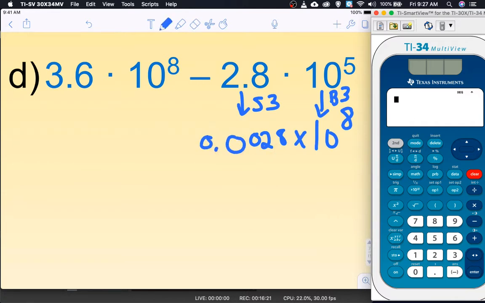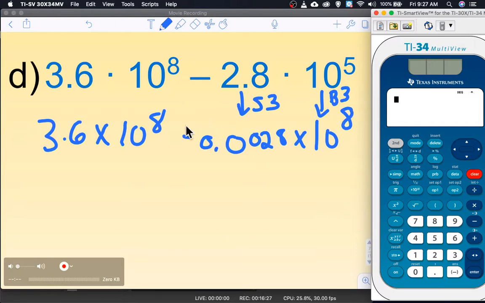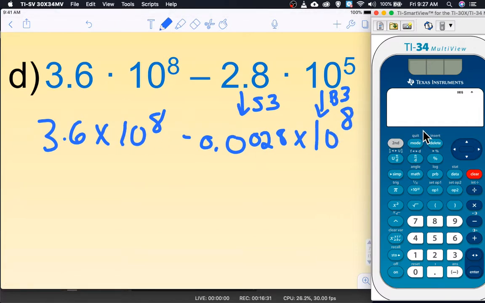There we go. And this one can stay the same. So now they have the same power of 10. They're both 10 to the 8th power. Now I can subtract. I could subtract by hand, or I could subtract using a calculator. I'm going to use a calculator to save some time.